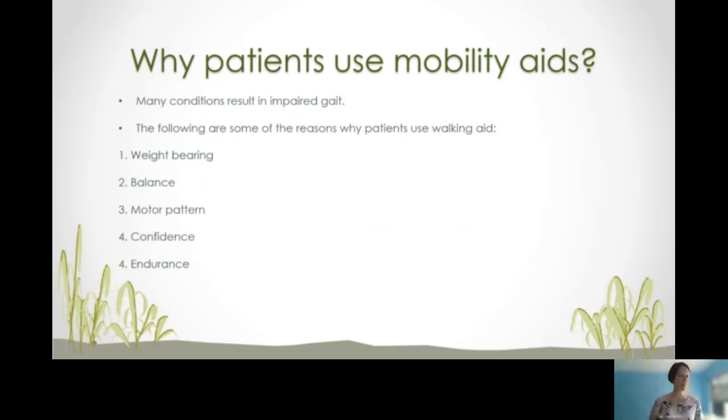1, non-weight bearing, where they are not allowed to put any weight on the affected leg. Next, 2, partial weight bearing, where some of the weight of that injured limb can be placed on the ground. Often as pain is tolerated, you will have to make this point very clear.